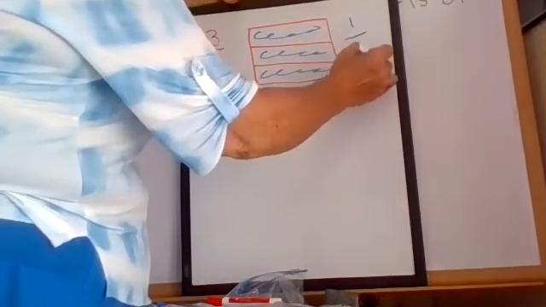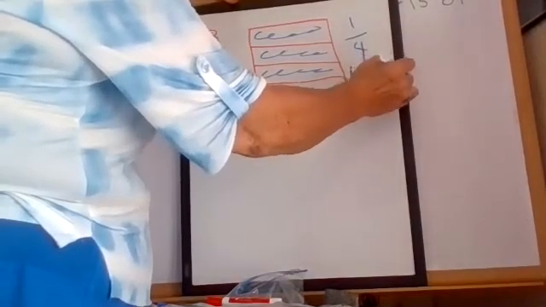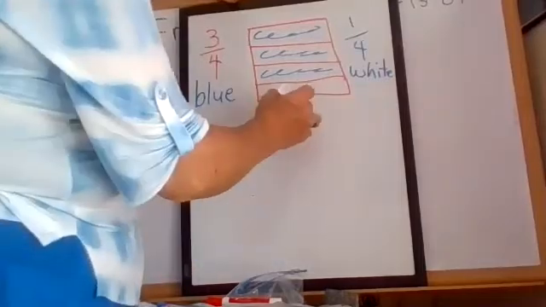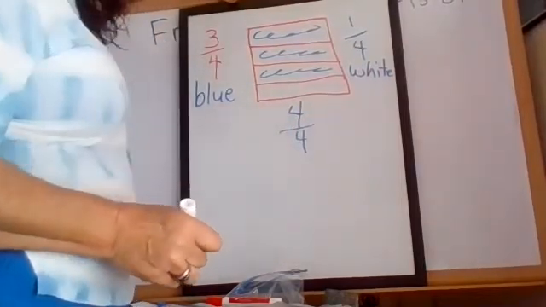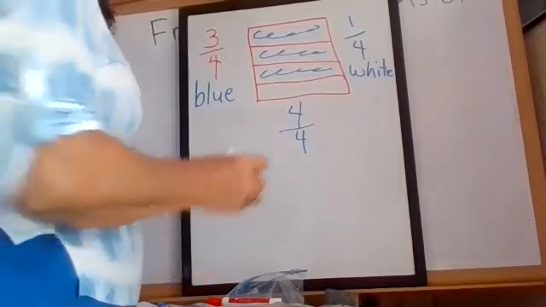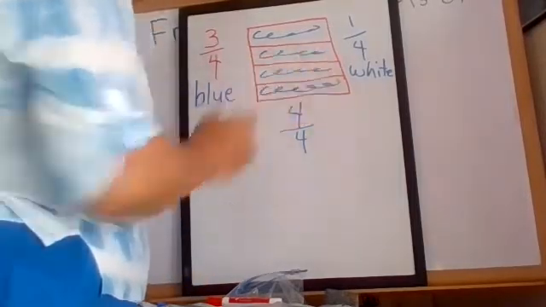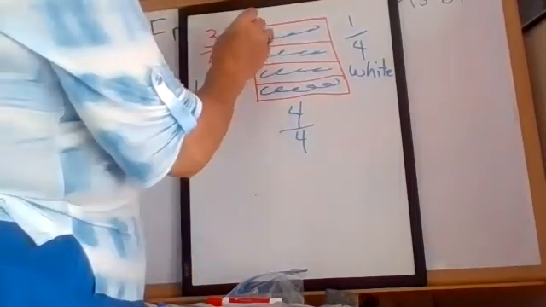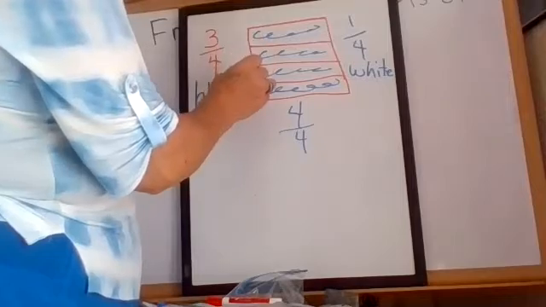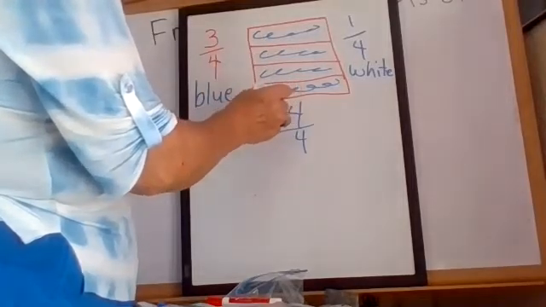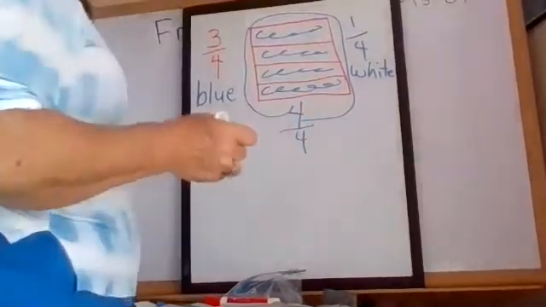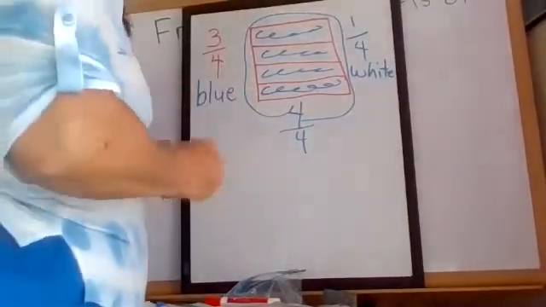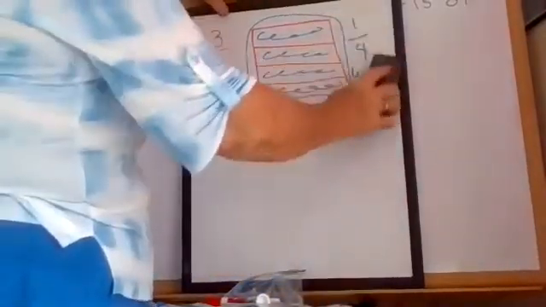1/4 are white. If I want to say I have 4 fourths, or 4 out of 4 colored, what would I need to do? Yep. Now I have 4 fourths. 1/4, 2/4, 3/4, 4 fourths means the whole thing is now colored in. Let's go ahead and erase that one.